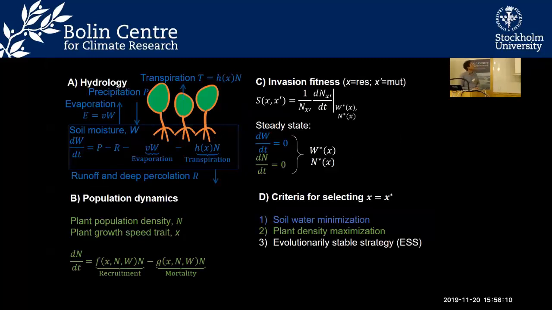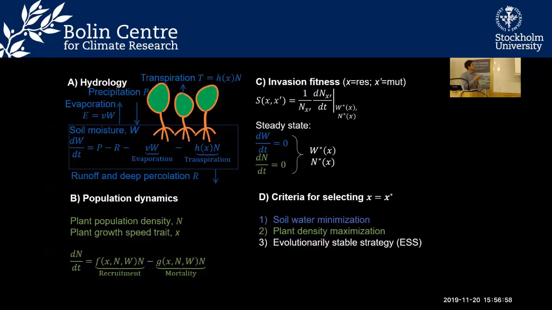Yeah, here come the equations. Okay, so we have a hydrology model and a population dynamics model, and these are coupled. The hydrology model is very simple. We actually have two types, one deterministic and one stochastic. This is the deterministic one. It has the precipitation, constant precipitation, runoff, and then evaporation depending on the amount of soil water content. And we also have the transpiration, which depends on the number of plants and on this x. And the x is this plant growth speed trait, which is the economic trait I talked about before.